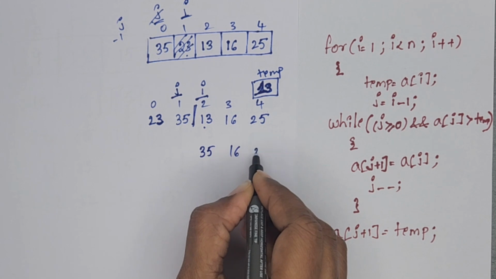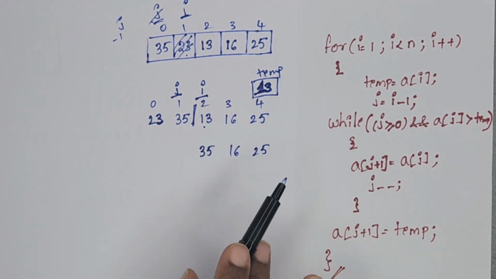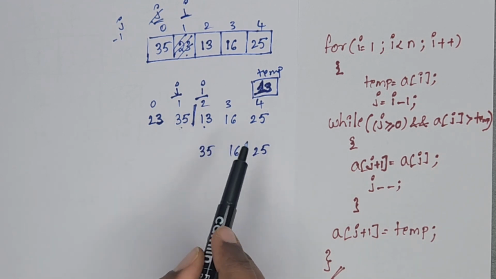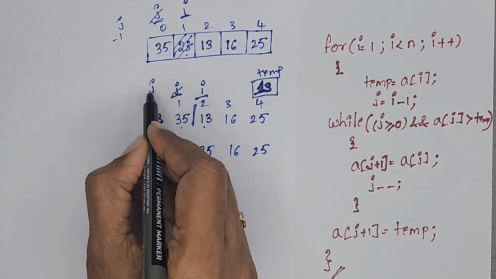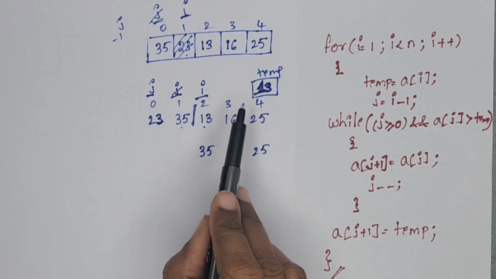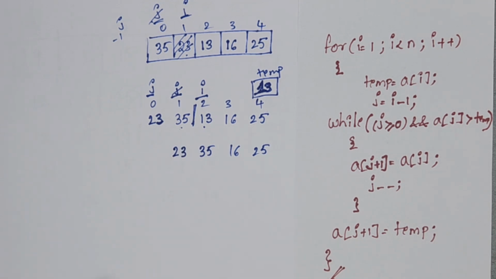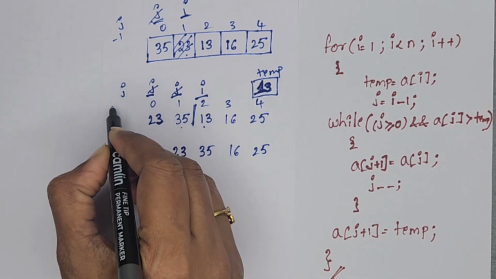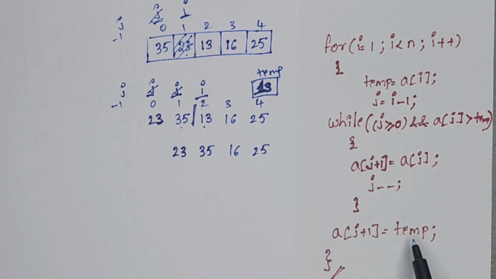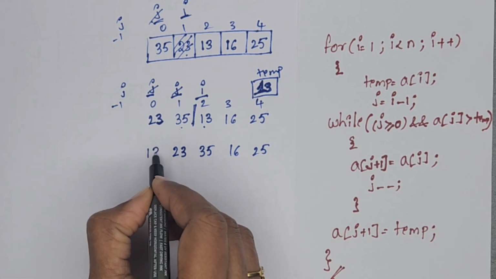35. 16, 25, we are not changing. We are not comparing 16 and 25, as it is. I am writing it, and then 35 is shifted to the next position. Next, after this, decrement j value by 1. Now j is 0. Again the jth element is compared with the temporary value. 23 is greater than 13? Yes. Shift it to the next location. Decrement j value. Now j is minus 1. The condition becomes false. It will exit from this loop and the temporary value will be assigned to a of j plus 1. Means in the 0th location we have to store 13.